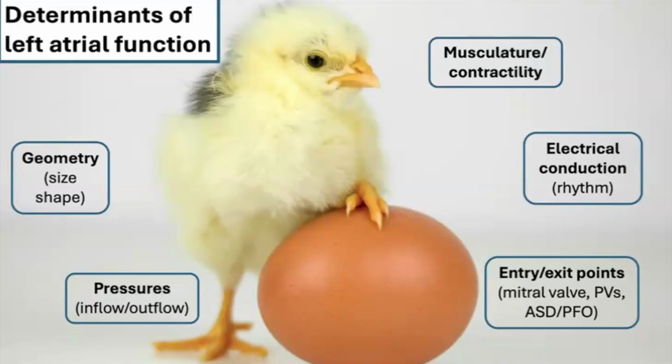Similarly, we know that electrical dysrhythmia, such as AFib, can not only cause alterations in LA biomechanics, but can also be a consequence of different left atrial loading factors. And so this isn't by any means an exhaustive list, but I think it's important to consider variables such as these with respect to the musculature and contractility, the electrical conduction, the entry and exit points, the pressures that the chamber is subject to, and its inherent geometry, which all play a role in and are also influenced by left atrial biomechanics.